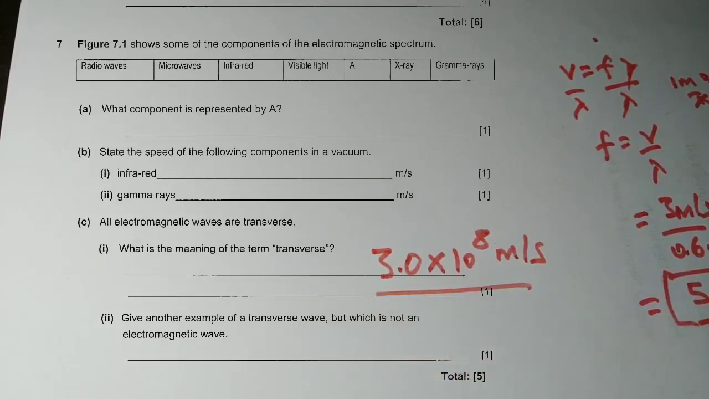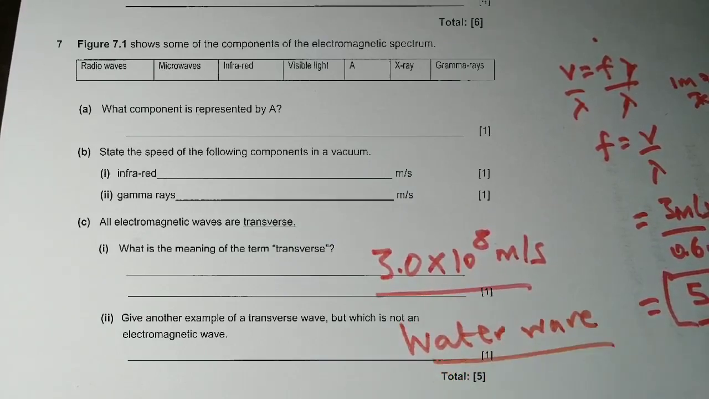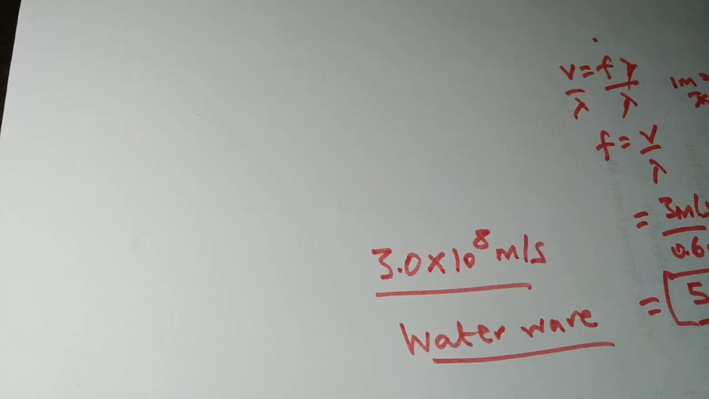All electromagnetic waves are transverse. What's the meaning of transverse? Transverse simply means the vibration of particles in these waves is perpendicular to the direction of the wave motion, or the particles vibrate at right angles to the wave motion. Give another example of a transverse wave that is not an electromagnetic wave. It's a water wave. A water wave is a transverse wave, but it's not an electromagnetic wave simply because it requires a medium to travel through, but these waves do not require a medium to travel through.